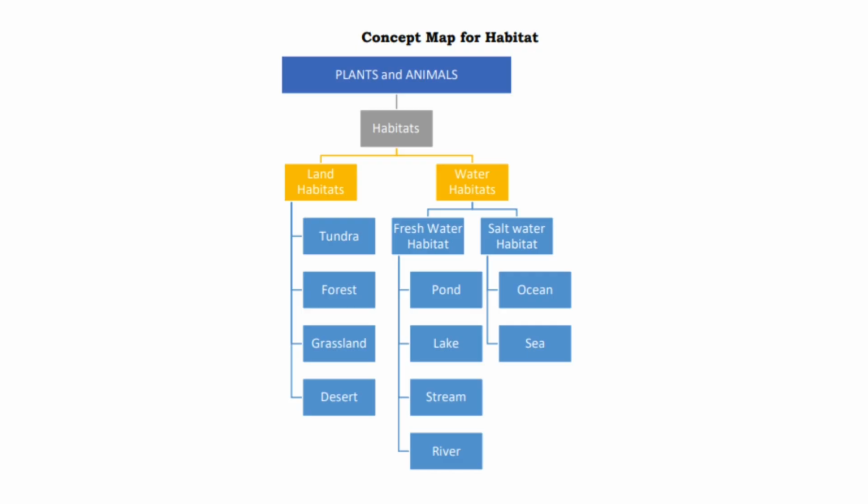All right. So, to sum up, we have here the concept map for habitat. So, we have plants and animals, so they have their habitats. We have the land habitats, the tundra, forest, grassland, and desert. For water habitats, we have freshwater habitat and saltwater habitat. So under freshwater, we have the pond, lake, stream, and river. And for saltwater habitat, we have the ocean and the sea. And of course, let's not forget the aerial habitat that we just recently discussed.